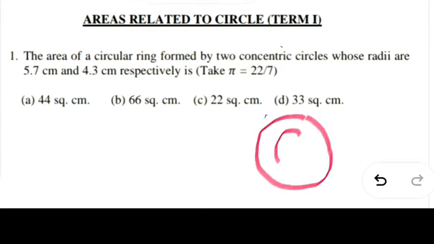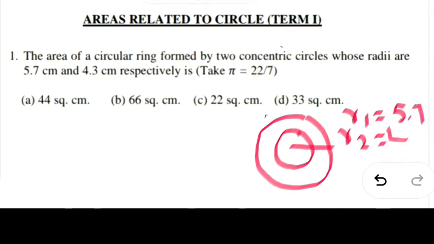Ring meaning? Okay, this is a ring. Here, the first radius R1 is 5.7 and R2, the second radius, is 4.3. So, how to find out the area of a circular ring?